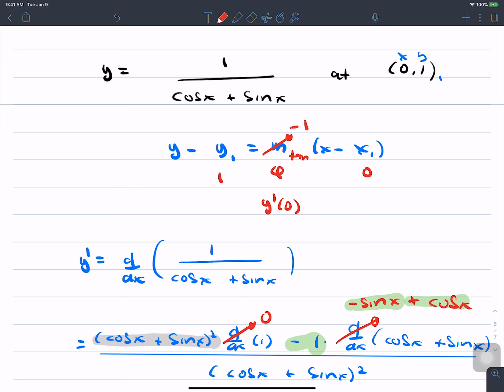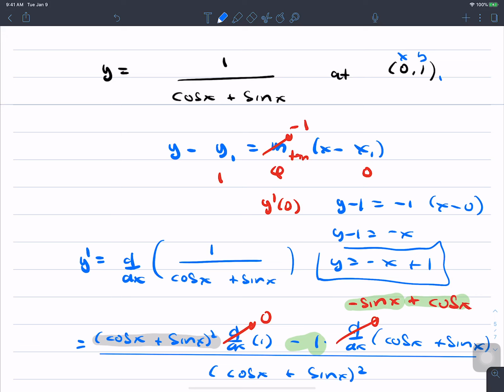So we're going to go back here. Ladies and gentlemen, y minus 1 is negative 1 times x minus 0. Y minus 1 is negative x, and y is negative x plus 1. Here you go. And there you are, ladies and gentlemen, negative x plus 1.